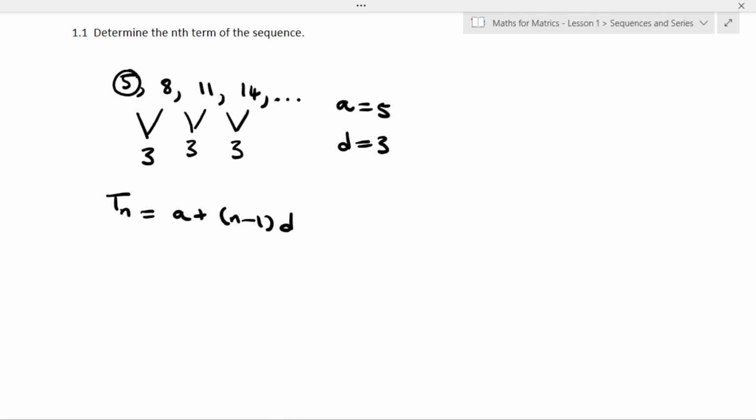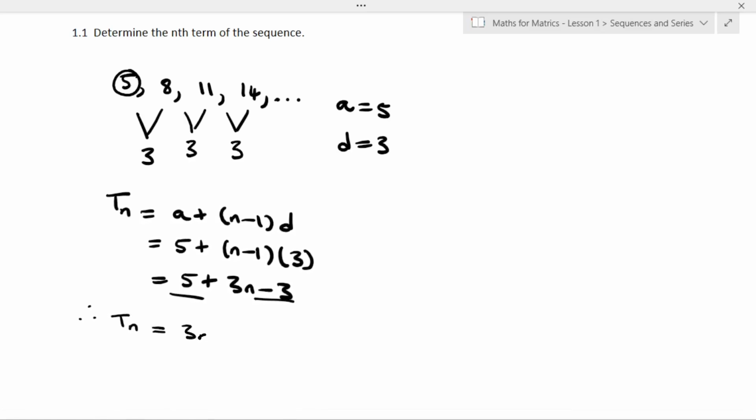So let's substitute our a and d into the formula. Now let's get rid of the brackets. Five minus 3 is 2. Therefore the nth term Tn is equal to 3n plus 2.